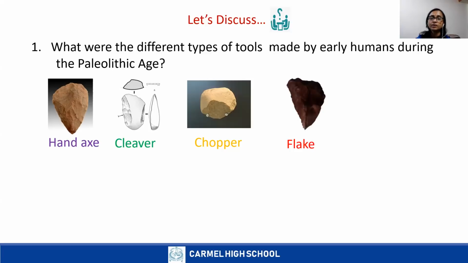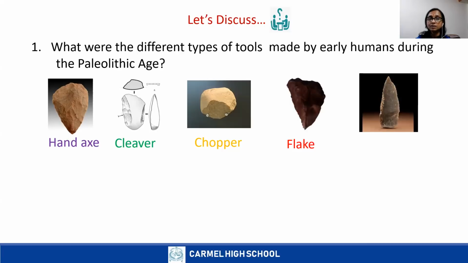Flake. Then burin. It's very sharp and very thin, like a blade. This is a burin. They used it like a blade for engraving on stones or bone. The sharp end is helpful to engrave on stones or bones. Now let us see these names of the tools. You can read, children, let us see these answers and you can read it.